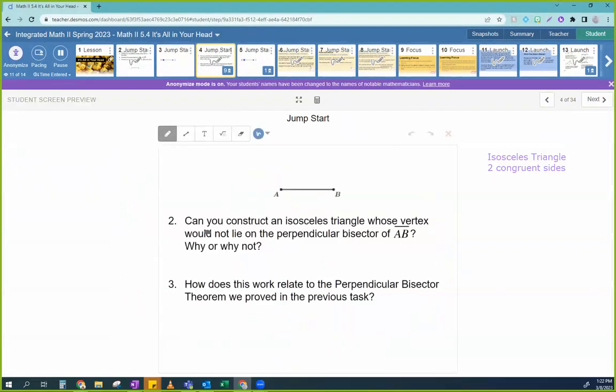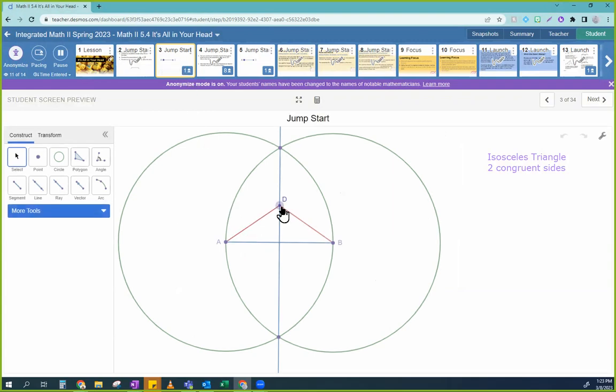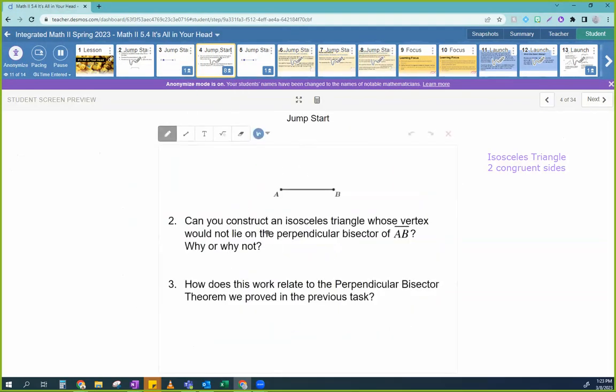So the question now they're asking is, can you construct an isosceles triangle, and AB is your base, whose vertex would not lie on the perpendicular bisector of AB? And we kind of talked about this yesterday. Why or why not? So could you construct an isosceles triangle whose vertex doesn't lie on the perpendicular bisector?